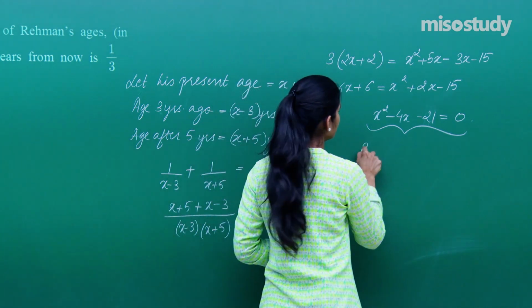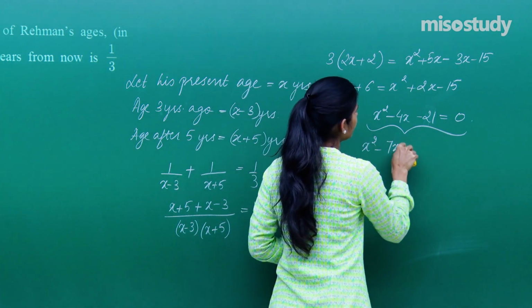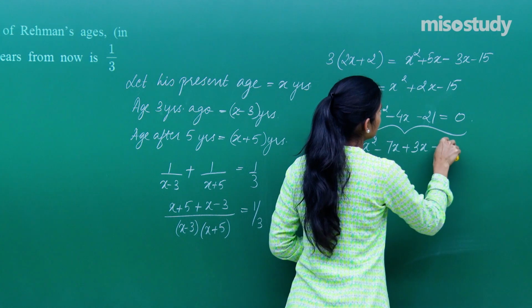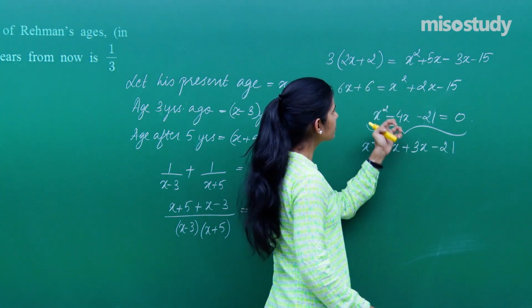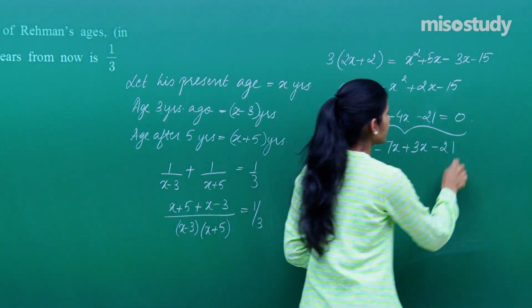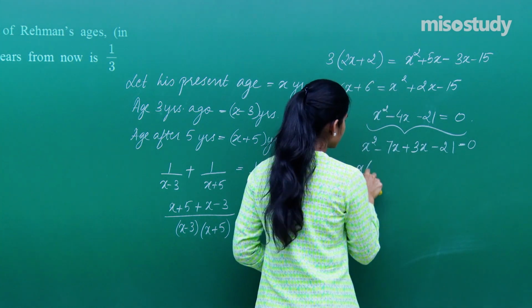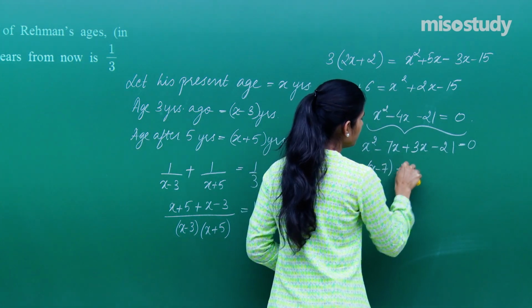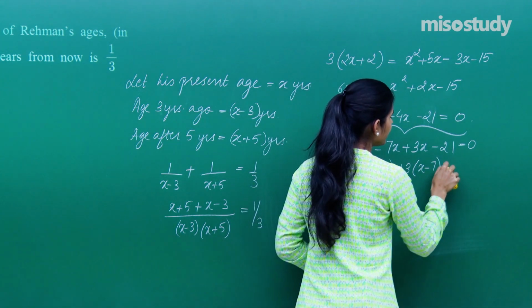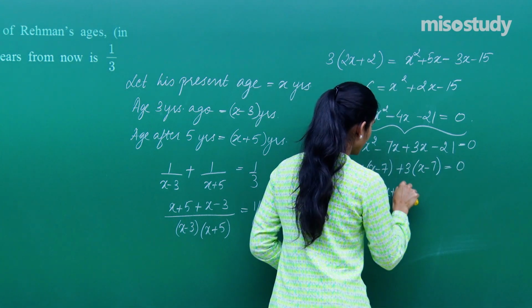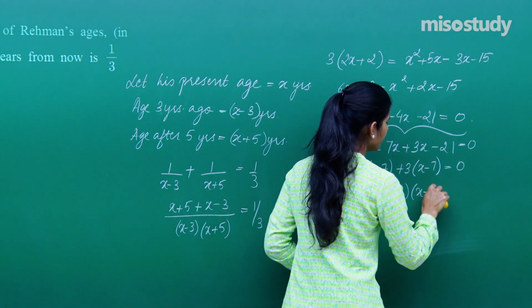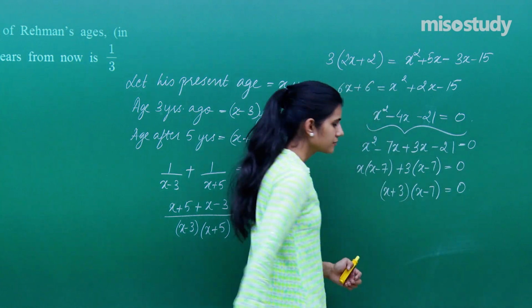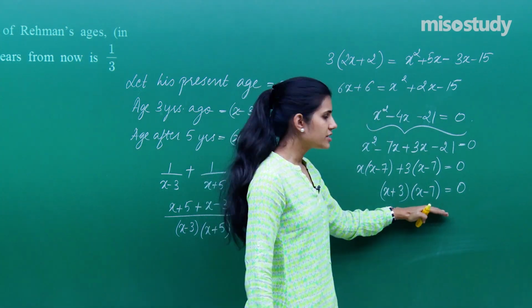So let's do that. x square minus 7x plus 3x minus 21. Minus 7 plus 3 is minus 4. Minus 7 into 3 is minus 21. So you have x minus 7 plus 3, x minus 7. So you have x plus 3 and x minus 7 equals 0. x is something which is satisfying this.